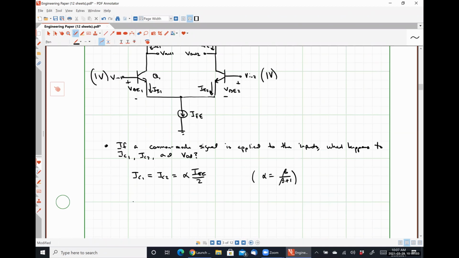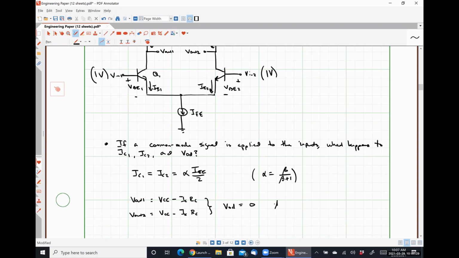So let me write this down. Vout1 is VCC minus ICRC. Vout2 is equal to VCC minus ICRC. Putting these guys together, VOD is equal to 0, which means all common mode signals are attenuated. Now, what's interesting about this guy.